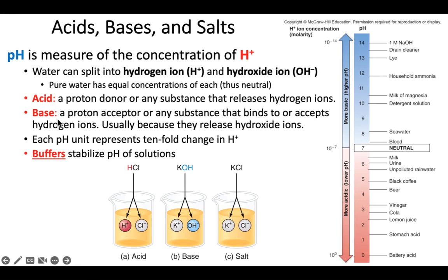Now, a base will remove protons from the solution. So a base is often called a proton acceptor. So like potassium hydroxide, when you put that in solution, it forms this hydroxide ion. Well, what does that do? Well, that will pull out hydrogen ions. So if there's hydrogen ions in here, it'll bond to that hydroxide ion. So it basically removes that hydrogen ion from the solution. All right, and that's what a base is.